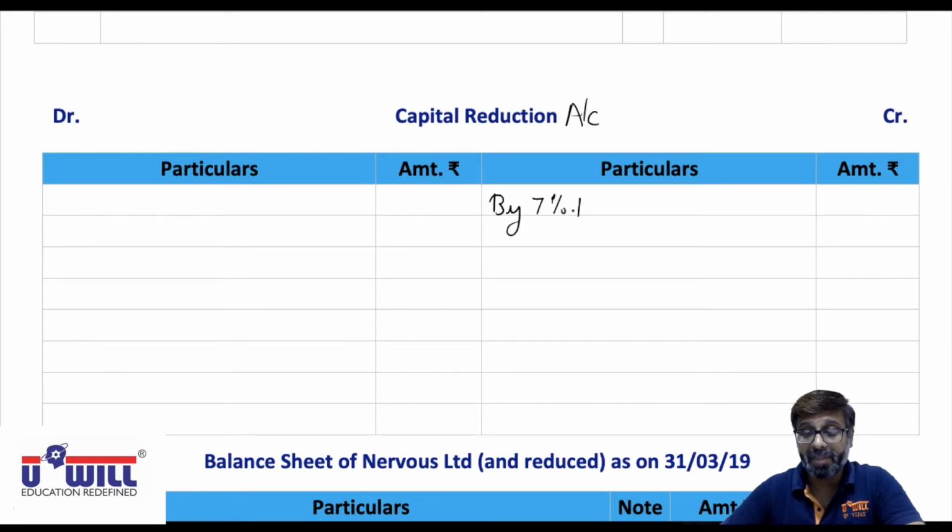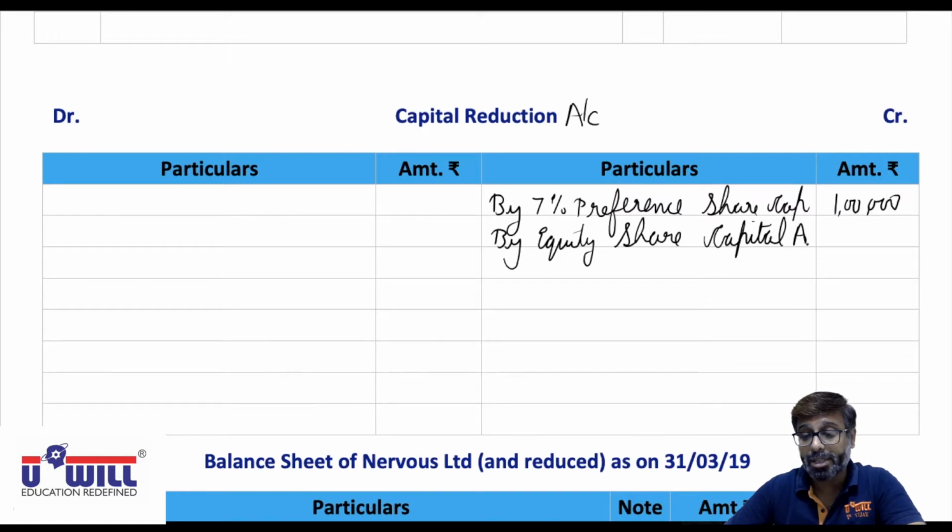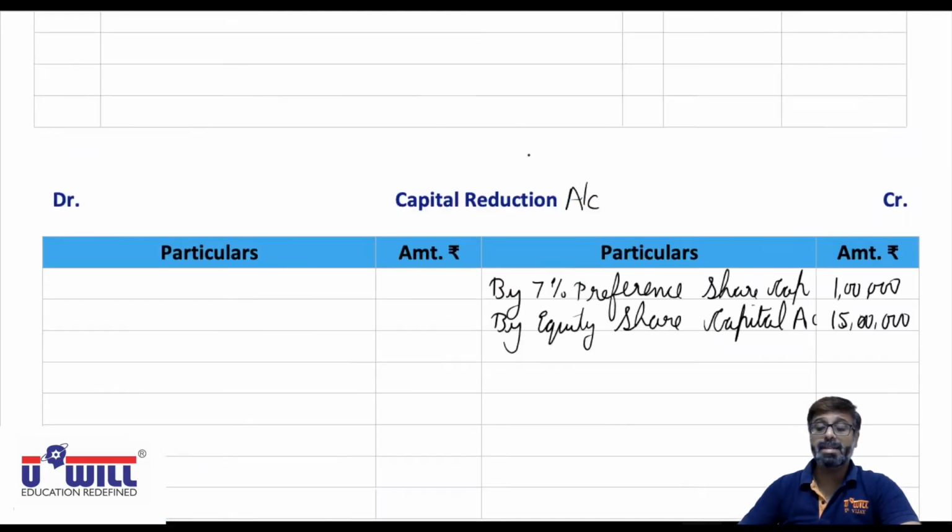by 7% preference share capital, 1 lakh rupees that the preference shares are sacrificing, and by equity share capital 15 lakh rupees. Okay, both the opposite accounts will come: by 7% preference share capital and by equity share capital account 15 lakhs. I hope everyone is clear with this.